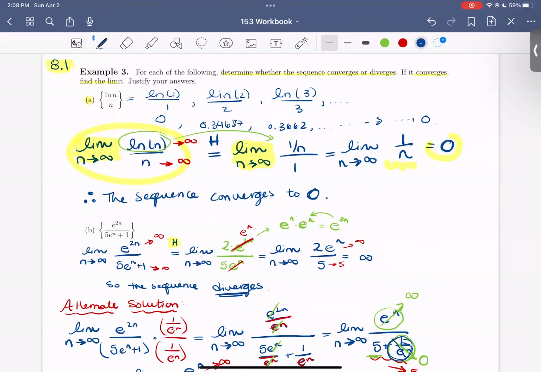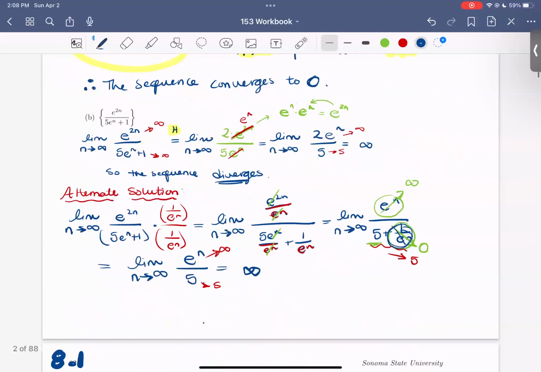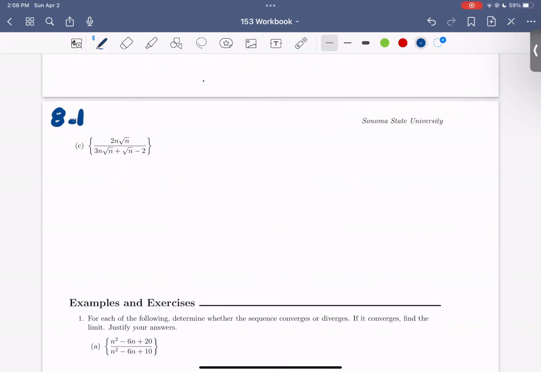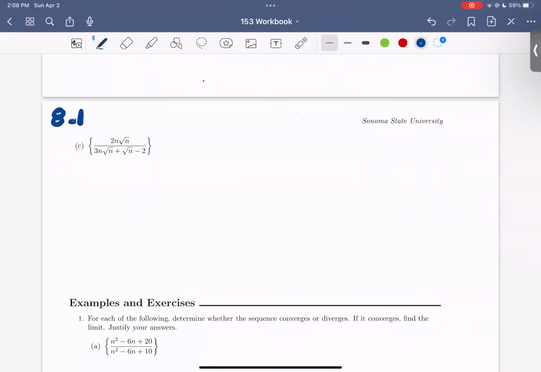Hello, everyone. In this video, we're continuing our work in example 3 in section 8.1. So we're going to look at part C, that's the final part on this last example in this section. Again, we're given a sequence and we're asked to determine if this sequence converges or diverges.